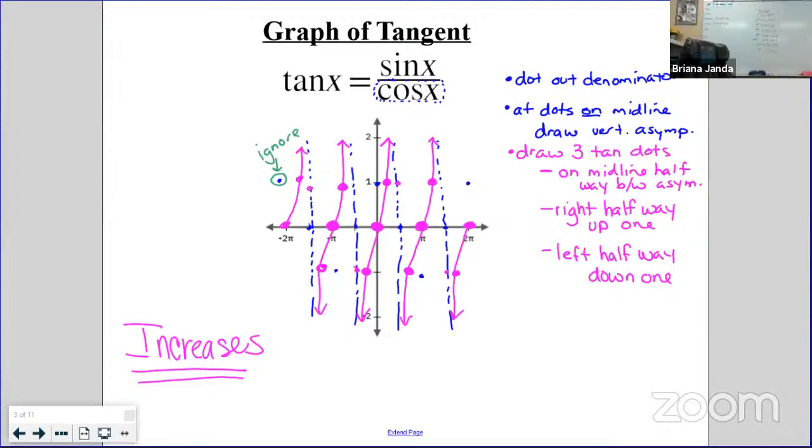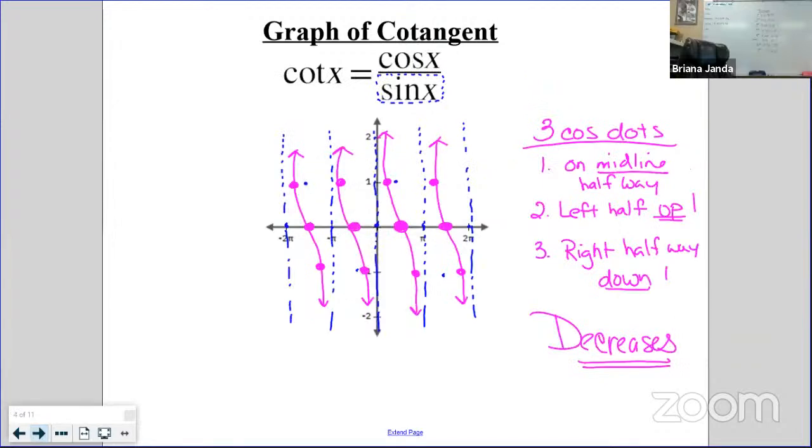Okay. So from here, what we need to look at is transformations. The one common thing that I see on this is people want to continue to use the dots from our sine curve that were off of our midline. And again, remember that those dots are ignored. We do not use the dots from our sine curve that were off of our midline. Sometimes people will try to alternate or use them.